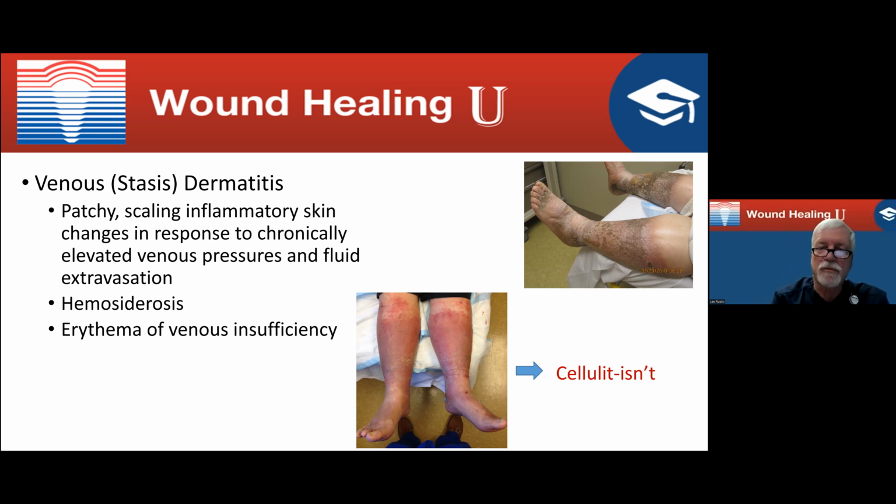Now, I want to make a special point about the picture on the bottom with that bilaterally symmetric, well-demarcated erythema. This man was admitted to the hospital for cellulitis. So I like to differentiate cellulitis from cellulitism. When we see a bilaterally symmetric, well-demarcated erythema of the lower legs in the absence of any clinical or laboratory or vital sign evidence of infection, we need to think about the erythema of venous insufficiency rather than cellulitis.